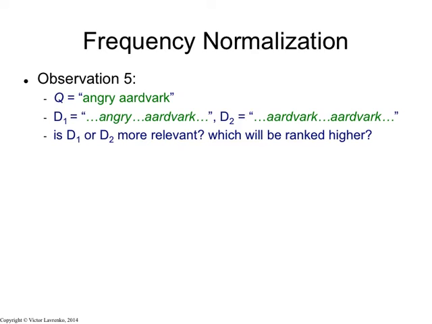Now, IDF for the word angry is going to be higher or lower? Lower. Aardvark is a more rare term. It's more content-bearing, so it's going to have a higher IDF weight. So what's going to happen is twice the aardvark is going to have more weight than 1 times the IDF of angry plus 1 times the IDF of aardvark. Because by definition, the IDF of the aardvark is bigger than the IDF of angry. Right? So what you'll get is a counterintuitive result.